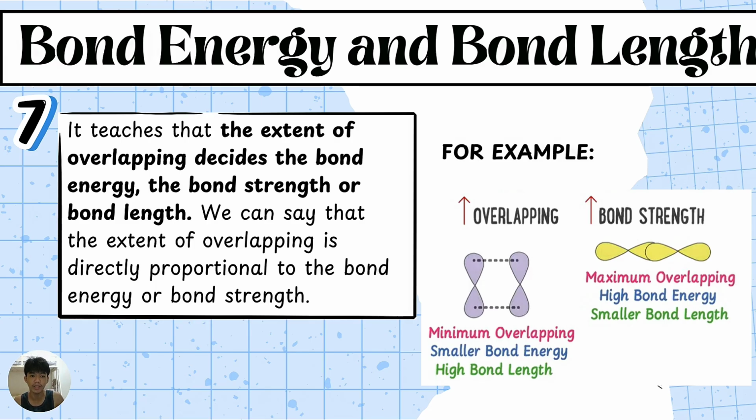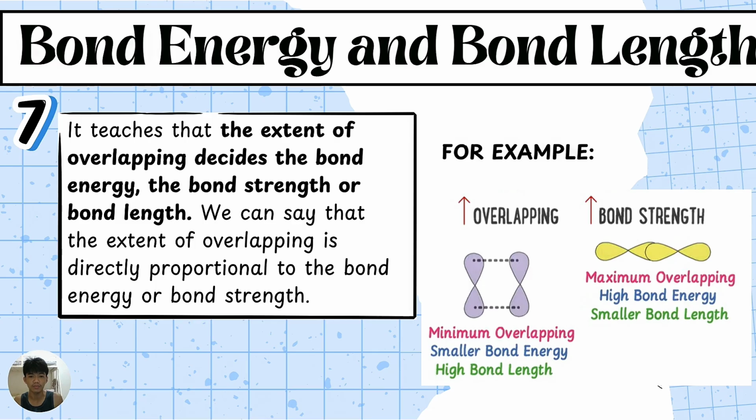If it's not directly proportional, then it is inversely proportional. If there is a minimum overlapping, there is also a smaller bond energy, and there's going to be a high bond length. For this one, the yellow dumbbell, it has a maximum overlapping, which means it has a high energy but a smaller bond length. That's the relationship between the bond strength or bond energy, the bond length, and the extent of overlapping.